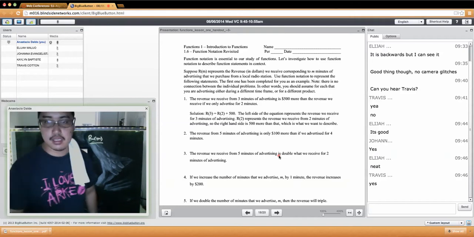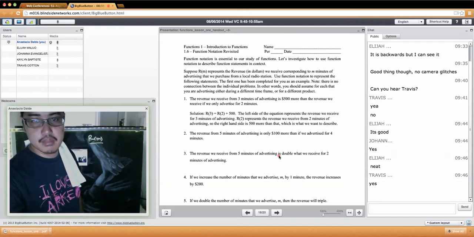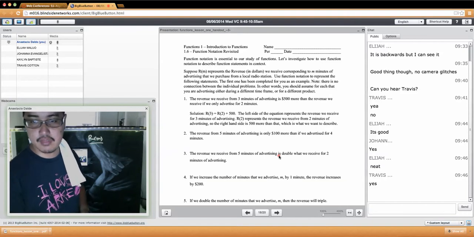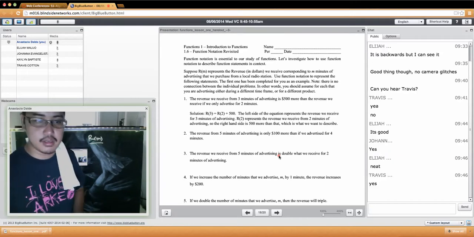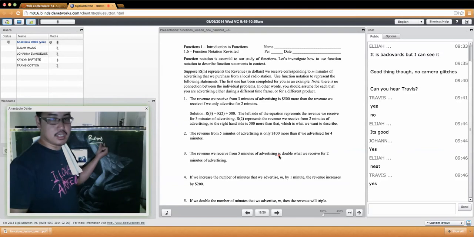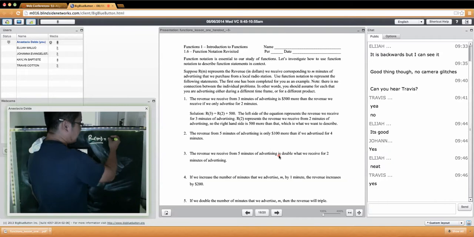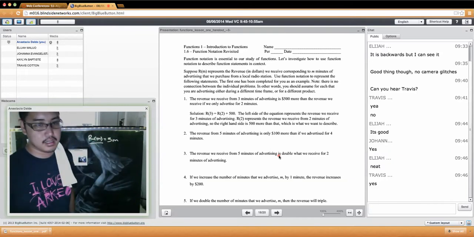Now let's see. Use the function notation to represent the following statements. The first one has been completed for you as an example. Note there is no connection between the individual columns. In other words, you should assume that each of you are advertising a different time frame for a different product. The revenue we received from 3 minutes of advertising is $500 more than the revenue we received from 2 minutes of advertising. So the way you would write that down is R is a function of M. It could be some function, I have no idea, like 3M. R is 3 times M.